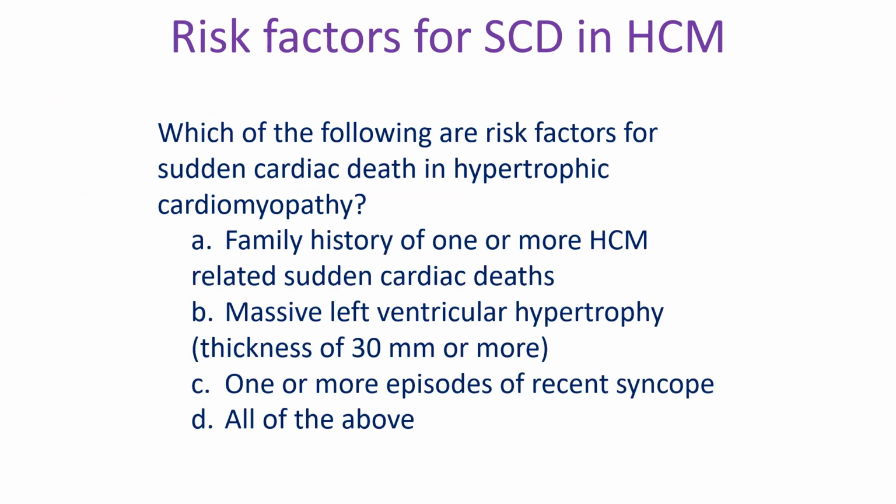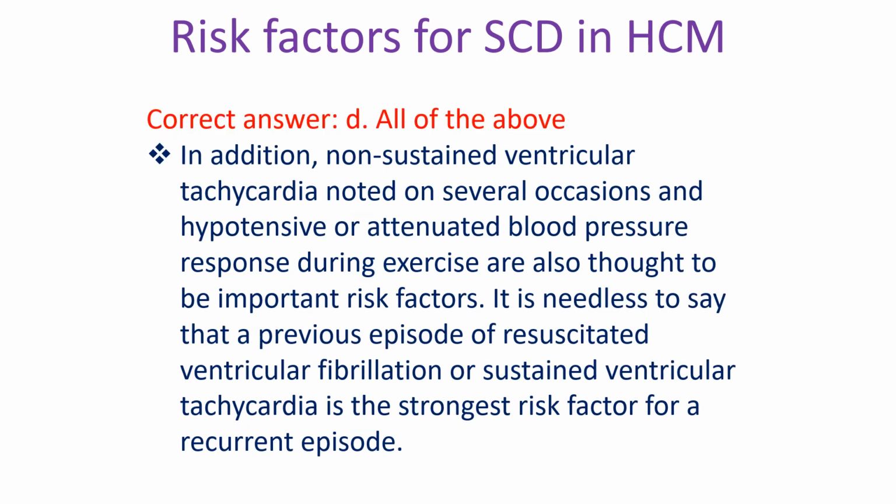Which of the following are risk factors for sudden cardiac death in hypertrophic cardiomyopathy? A. Family history of one or more HCM related sudden cardiac deaths. B. Massive left ventricular hypertrophy, thickness of 30 millimeters or more. C. One or more episodes of recent syncope. D. All of the above. Correct answer D. All of the above. In addition, non-sustained ventricular tachycardia noted on several occasions and hypotensive or attenuated blood pressure response during exercise are also thought to be important risk factors.